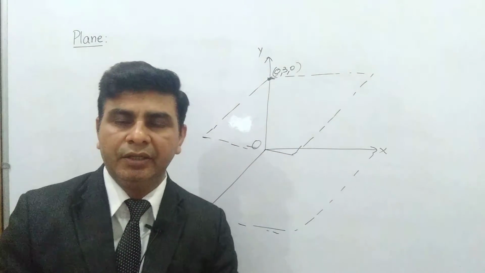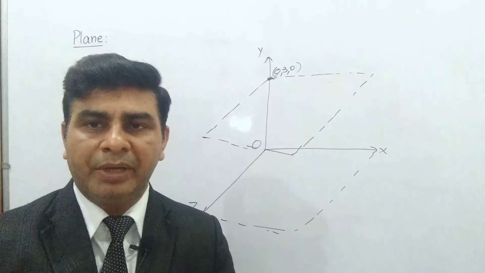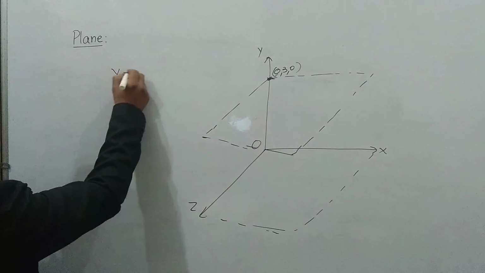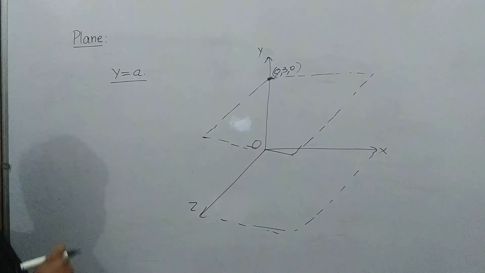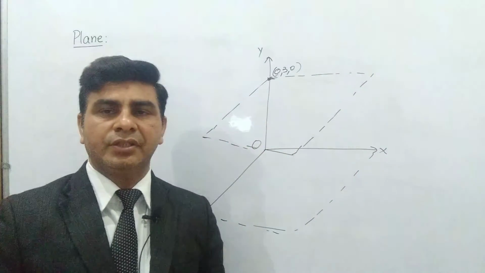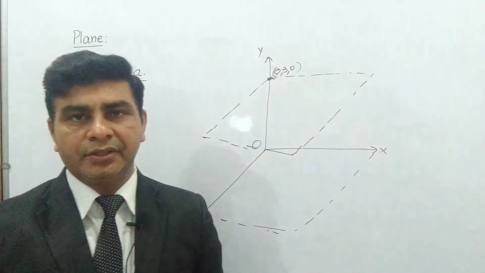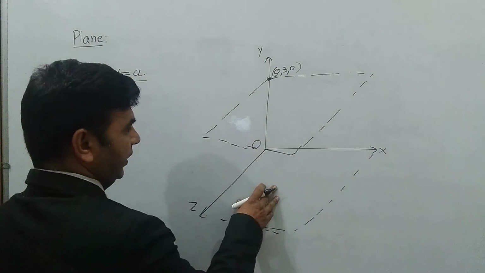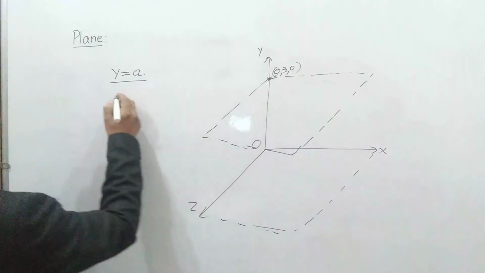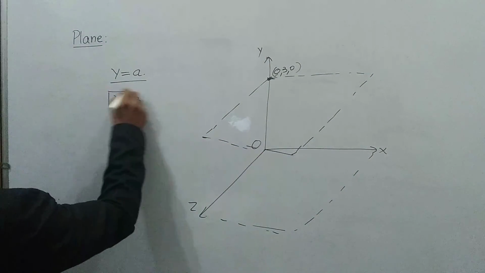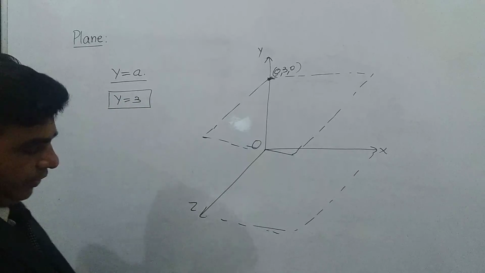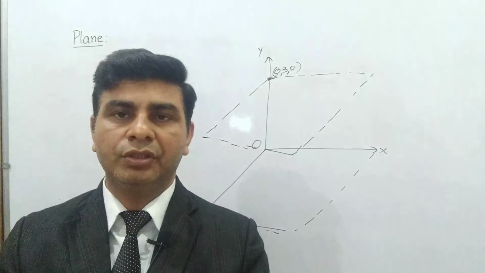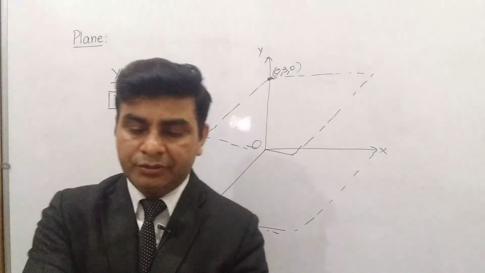Dear students, if any plane is parallel to the plane ZOX, then its equation is given by y is equal to a always. So y is equal to a is the point where it intersects the y-axis. So this is the case whenever the plane is parallel to ZOX plane and intersecting the y-axis, and the equation of this plane is given by y is equal to 3, because this is intersecting the y-axis at the point 3. So this is question number 8, my dear students.